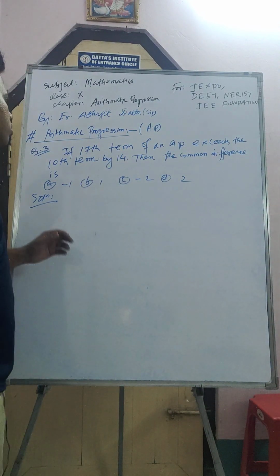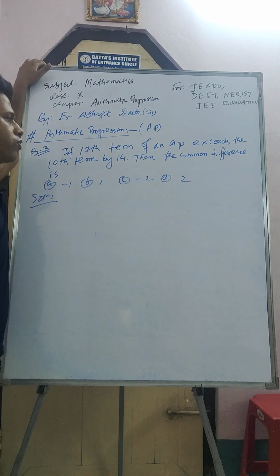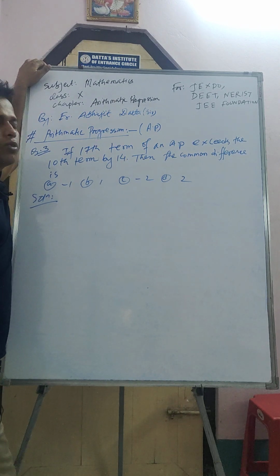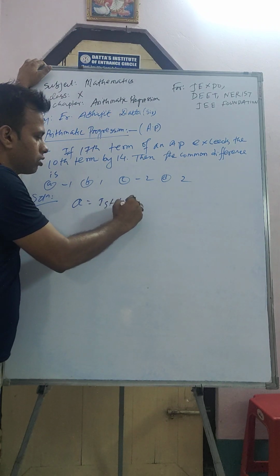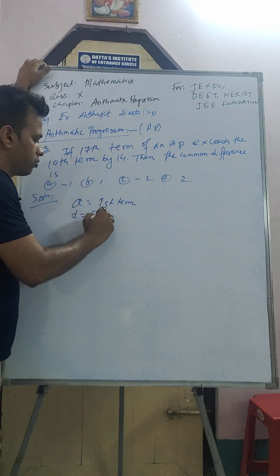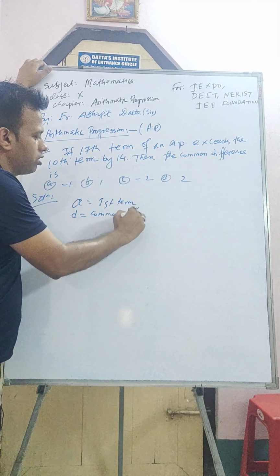Next question: if the 17th term of an AP exceeds its 10th term by 14, what is the common difference? We have to find out. So here A is the first term and D is the common difference.